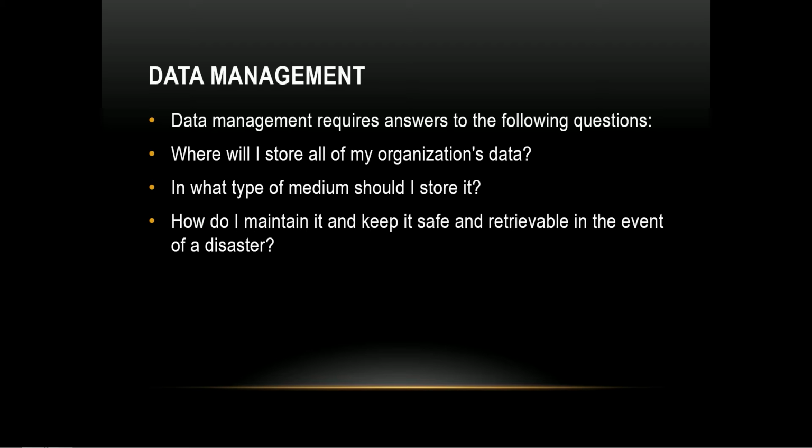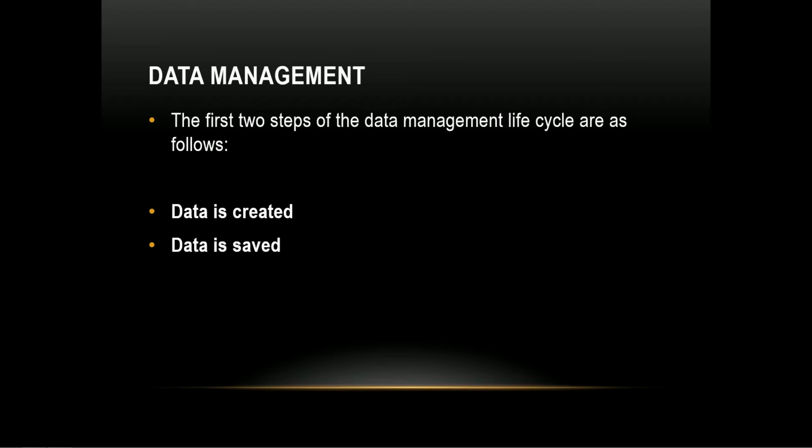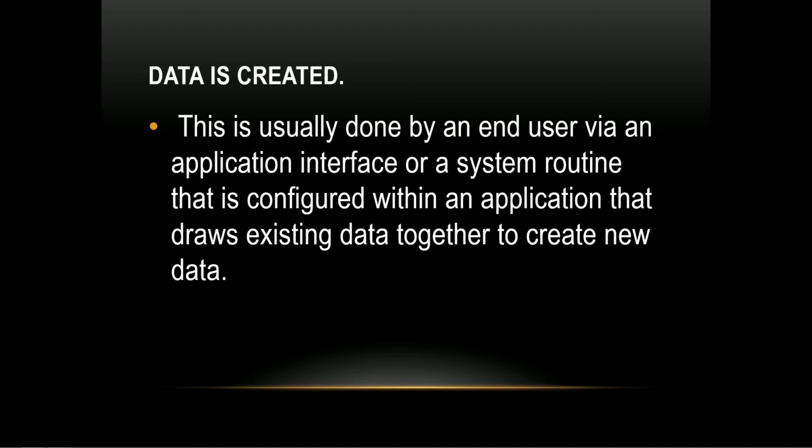So, let's go ahead and get into our data management lifecycle. There are normally two things. The data is created. Part of that creation could also be organization, turning that data into information. Then data is saved so that it can be retrieved a little bit later. So now let's look specifically at data is created. What do I mean by data is created? It's usually done by the end user via some type of application or system. It could be a system routine that's configured within the application that draws from existing data to create new data.